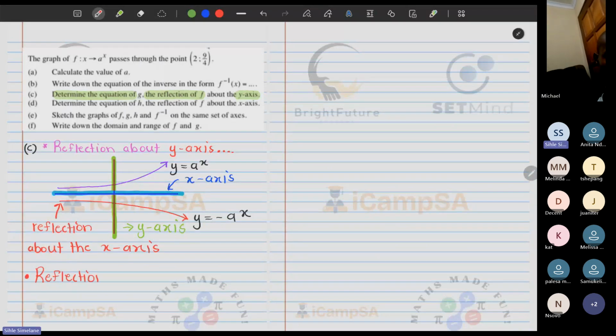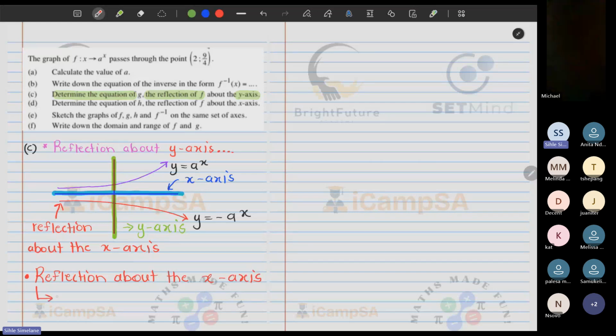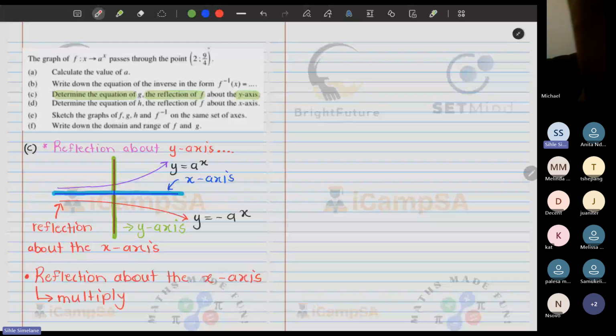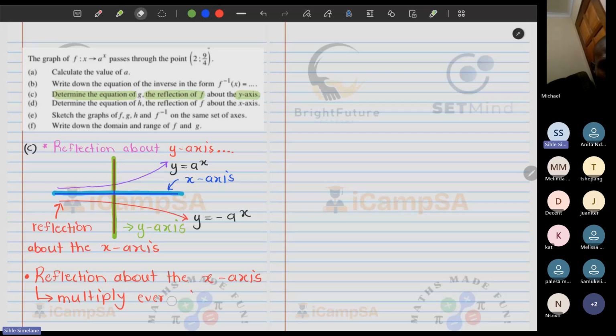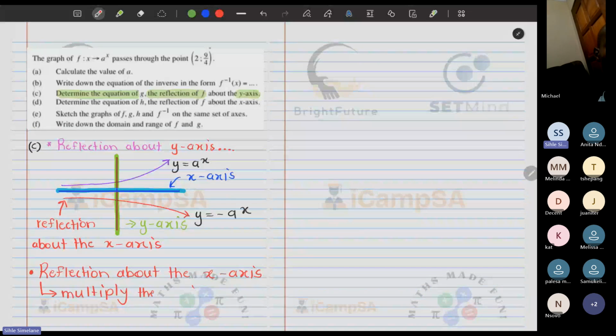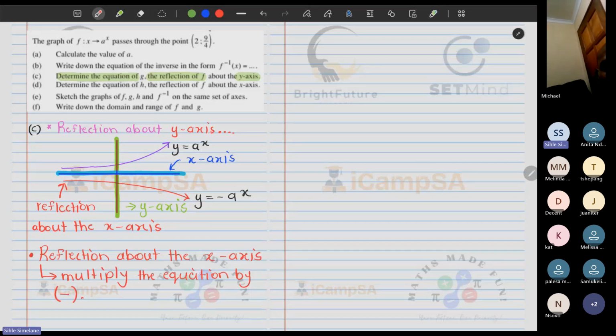So reflection about the x-axis. If you look at the difference, all we do is multiply everything by a negative. Do you guys see that? We multiply the equation by a negative. That is how you change it. So multiply the equation by a negative. Okay, but now let's think about what happens when we have a reflection about the y-axis, which is the blue.